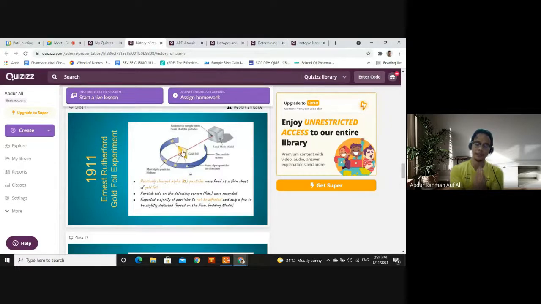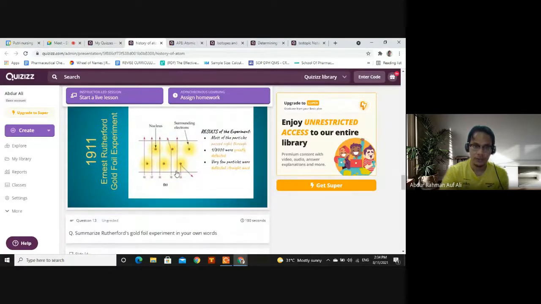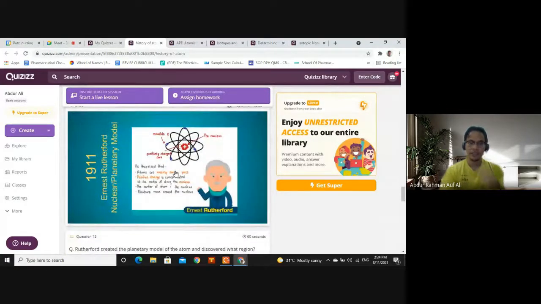They conclude that the nucleus is positively charged, and most of the inside of an atom is empty space. So this is where the electron revolves. So this is the explanation. Ernest Rutherford developed his own atomic model, known as the Ernest Rutherford nuclear planetary model.